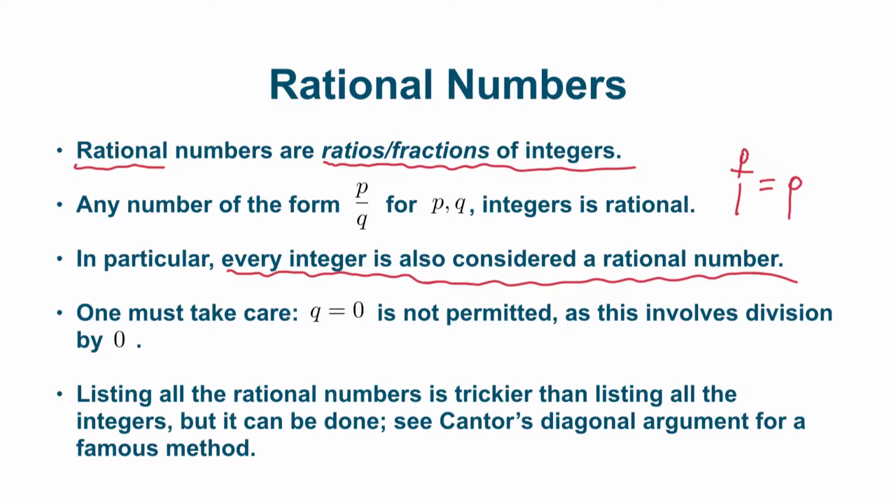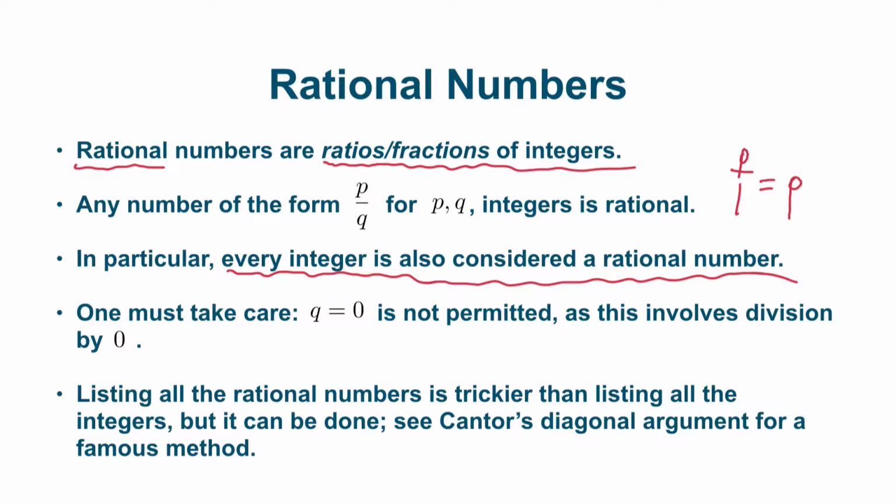Another point to make is that we have to be careful about our denominator. Remember that division by 0 is not permitted. It's considered an ill-defined operation. So we exclude the case q equals 0 when we consider rational numbers.